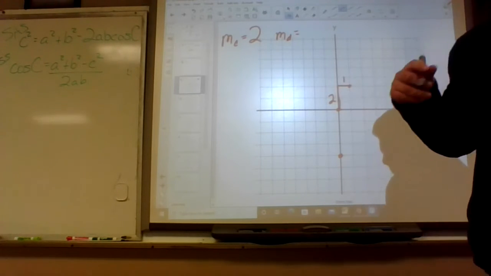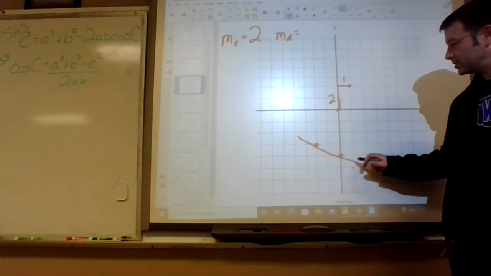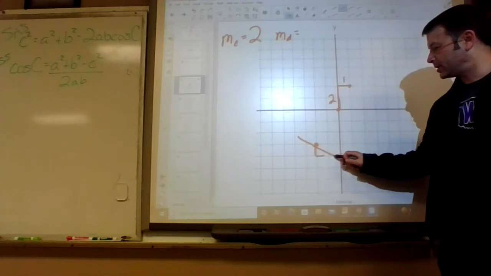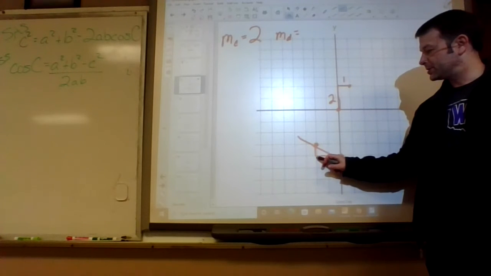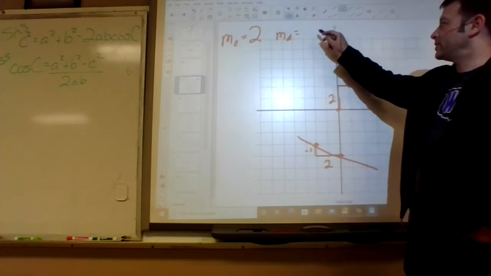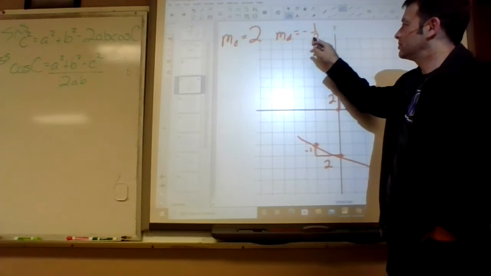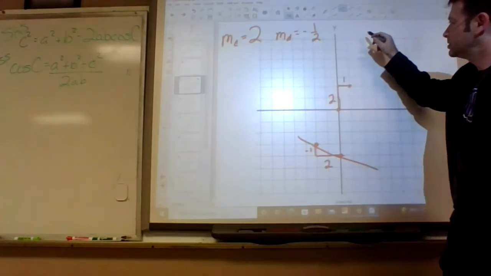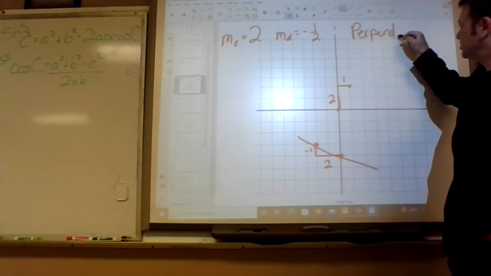Yeah, negative 2, negative 3. Okay, so what's the rise and what's the run? Rise is negative 1 and run is 2. So that's a negative 1 half slope. So are these perpendicular slopes? Yes. Double confirmation. It is perpendicular.